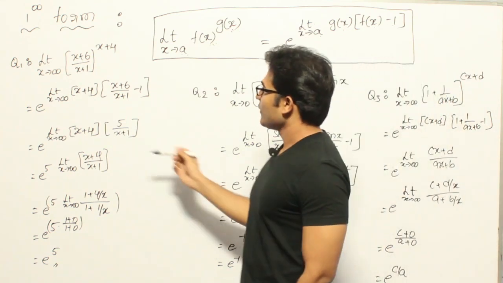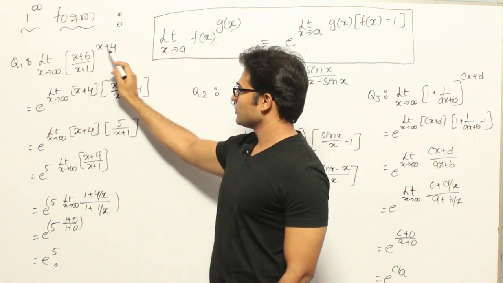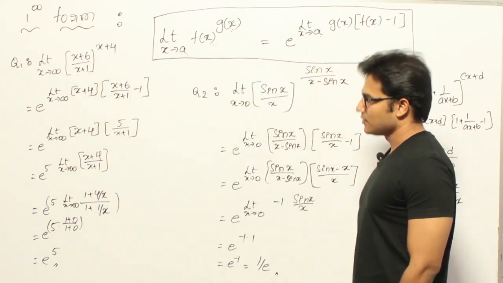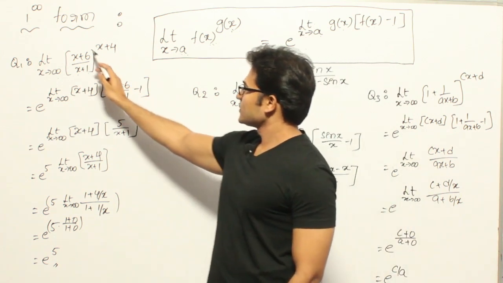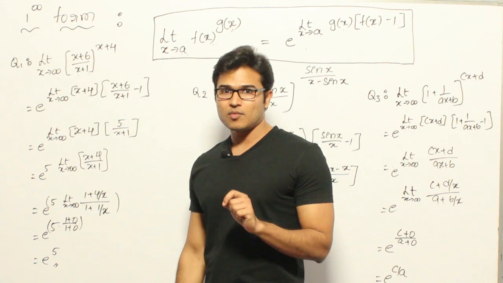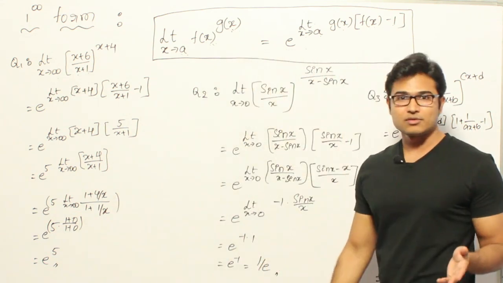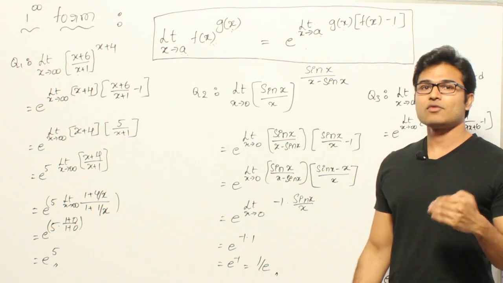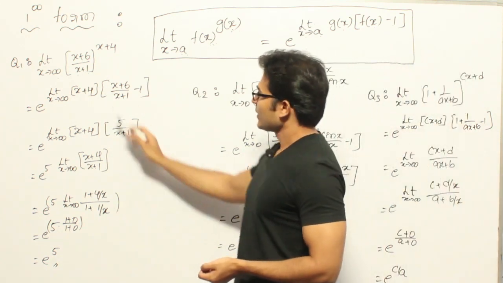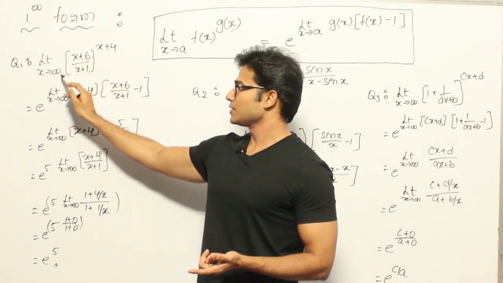Just see this. Now if I apply limit x tends to infinity of x plus 6 by x plus 1, whole to the power x plus 4. Now you see that it is in the form of f of x to the power g of x. Now we should test whether it is in the form of 1 power infinity or not. You cannot apply this formula to everything. Only whenever you get 1 power infinity you can apply it. Now in order to test it, can I make this base 1? Yes, when limit x tends to infinity.